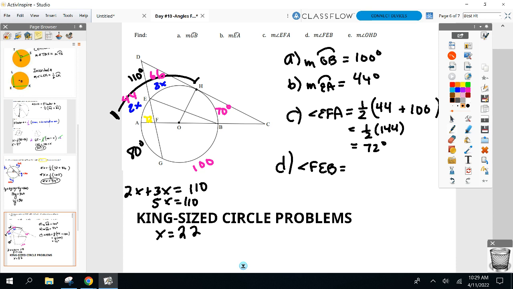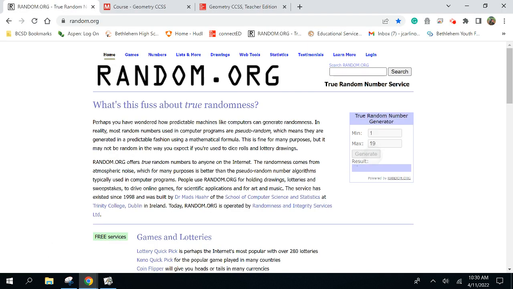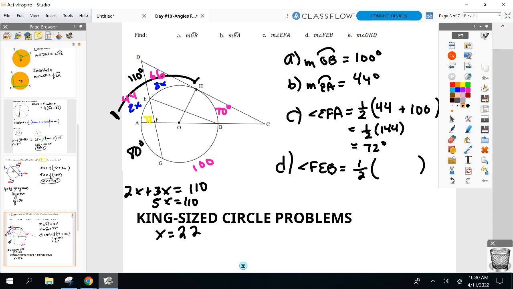Central? Inscribed. Yeah, we got an inscribed angle, don't we? So now you have to remember the rule. What is the rule for inscribed? Half its arc, right? So everyone take a look. FEB, figure out what arc it's drawn to. What's the arc measure it's drawn to? 100.